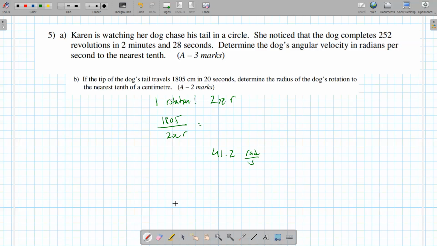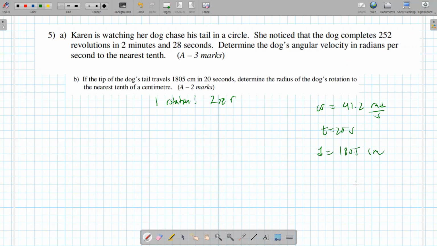Oh yeah, we had the angular velocity, right? We had W equals 41.2 radians per second. And we know that the time is 20 seconds, and we know the distance is 1805, yeah? What are they asking us? They're asking us for R. R equals what? So you're looking for a unit of length, okay?